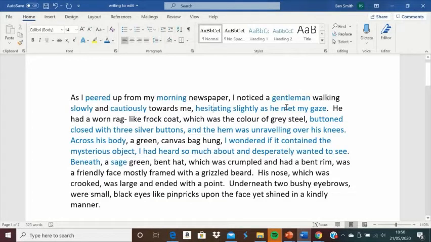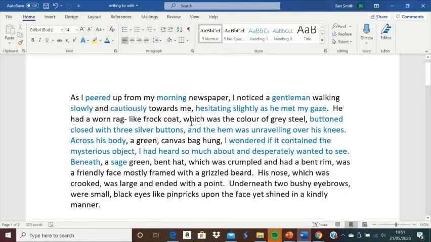Now, we have to be careful with character descriptions that they don't just become a list. He has this, he has that, he was this, and he thinks that. Okay, if we keep making it like a list, our writing can appear very dull. So I've kept one in. He had a worn rag-like frock coat, and I already had my relative clause, which was the colour of grey steel. Okay, but I'm going to be aware now that I don't want to keep starting all my sentences with he has, because that would be more like a list.